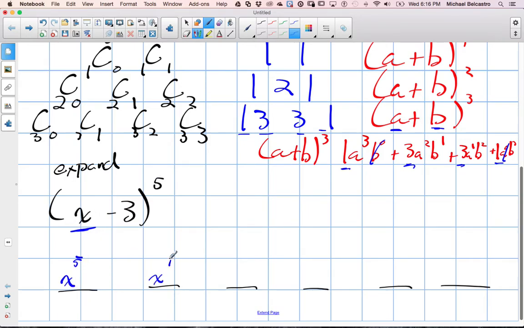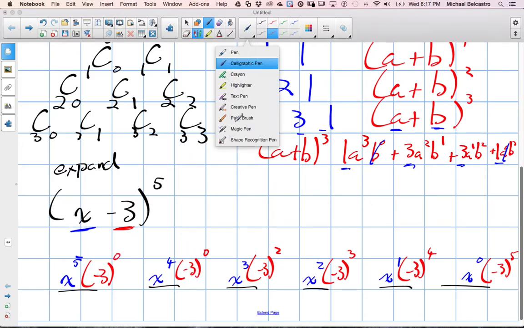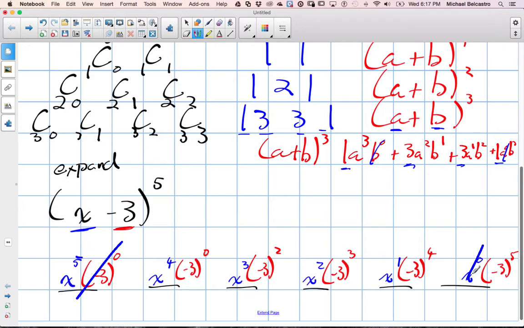Then x to the power of 4, then x to the power of 3, x to the power of 2, x to the power of 1, and then x to the power of 0. Okay. The second term, you would also multiply. It's going to be negative 3. Actually, I should start over here. Negative 3 to the power of 5, negative 3 to the power of 4, negative 3 to the power of 3, negative 3 to the power of 2, negative 3 to the power of 1, and negative 3 to the power of 0. Now, obviously, those 2 zeros we can leave out, but they just help us organize everything we're doing.